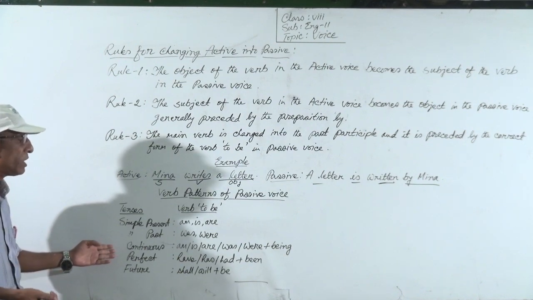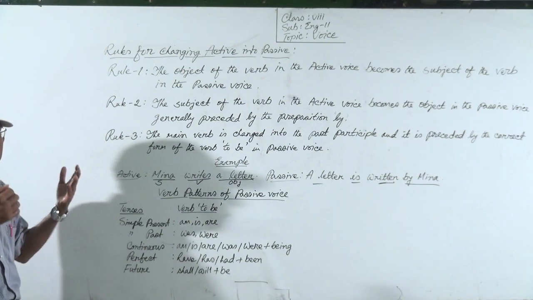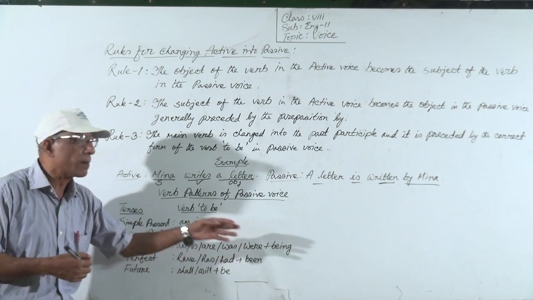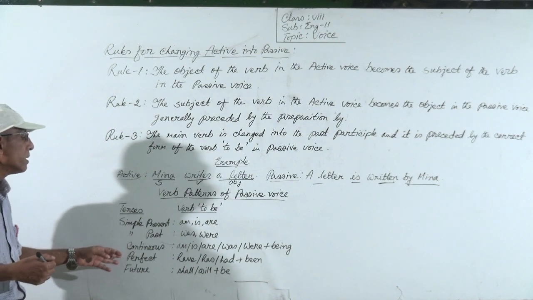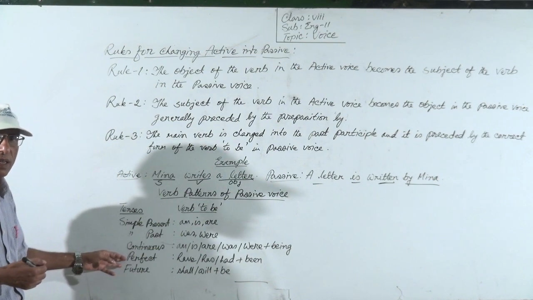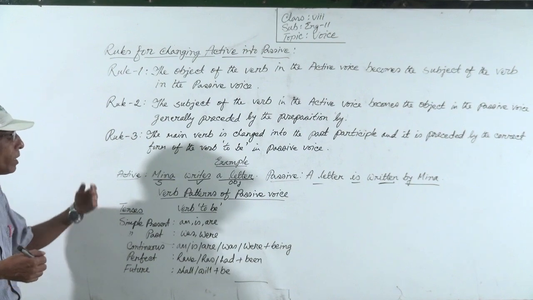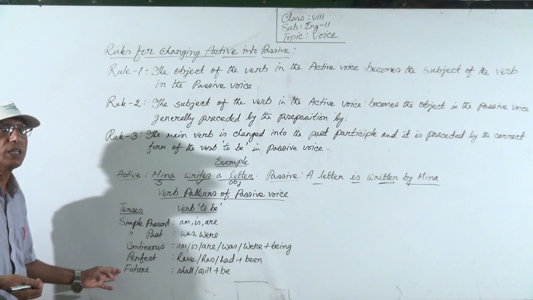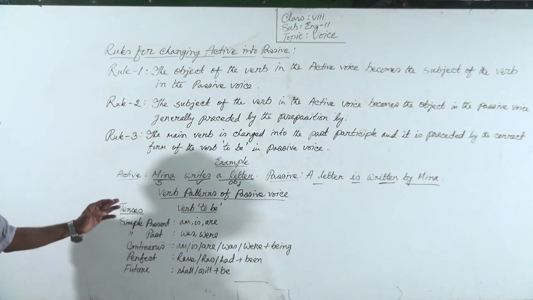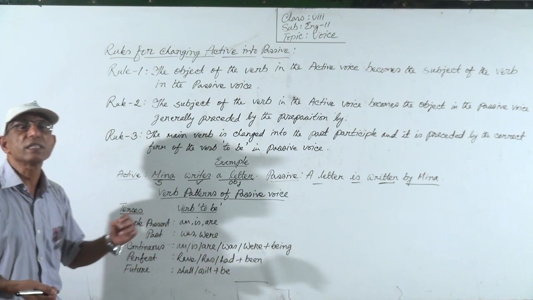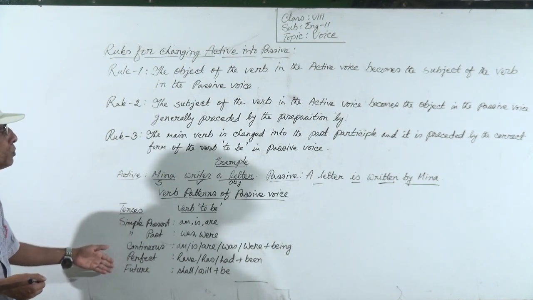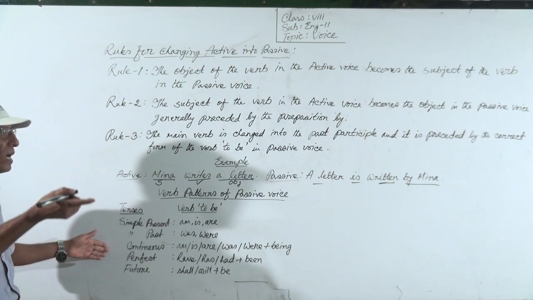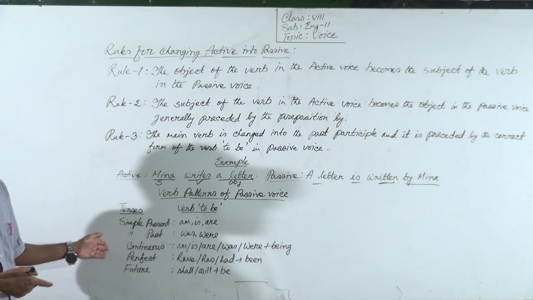If we see continuous, then we have to use am, is, are, was, were plus being. If we see the active voice is perfect, either present perfect or past perfect, then we have to use have, has or had plus been. And if the active voice is future, then we have to use shall or will plus be. In this way, we have to use the to be verb according to tense in the passive voice, before the past participle of the main verb.